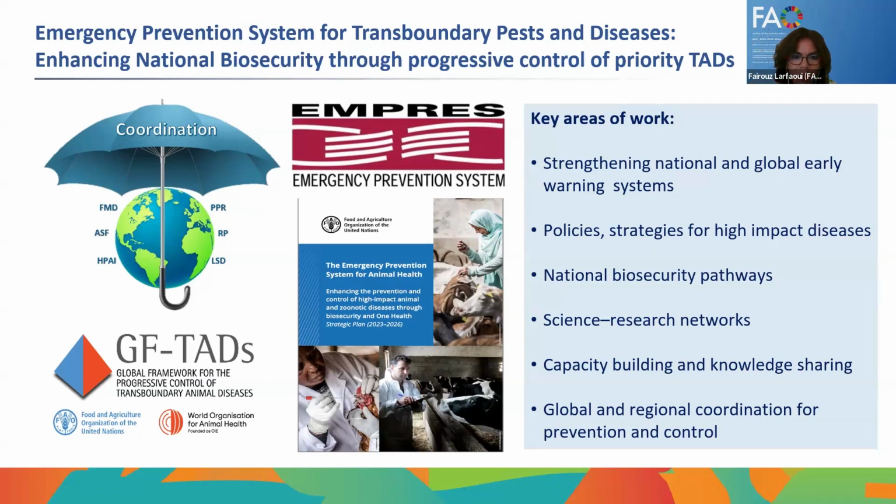It will be described later on. And these areas of work are strengthening national and global early warning systems, working on policy strategy for high impact diseases, and supporting countries in developing national biosecurity systems. There is a focus on science and research networks, on capacity building and knowledge sharing, and of course on global and regional coordination for prevention and control of diseases.